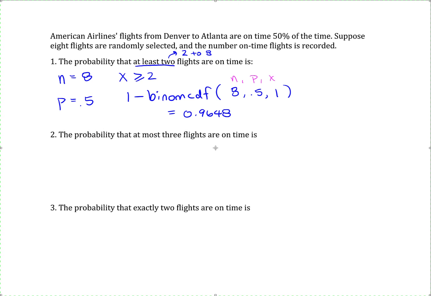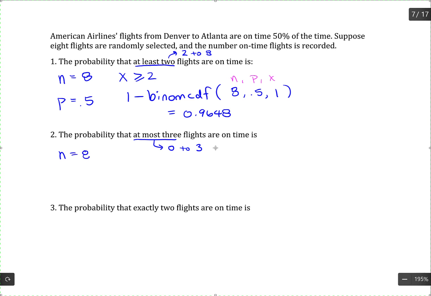The probability that at most 3 flights are on time. So at most 3, we just have to decide what this is going to look like. So out of 8, at most 3, we're going to go from 0 to 3. We would include the 3 because it's saying at most 3. All right, so that is inclusive.